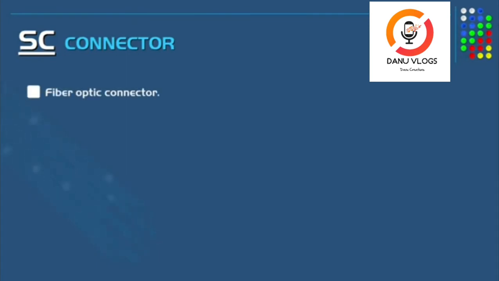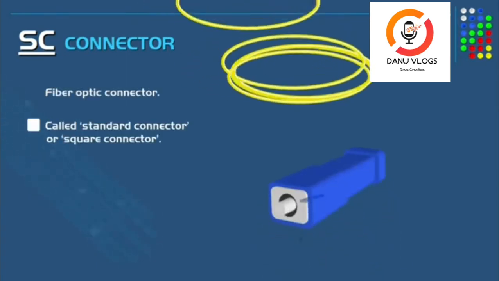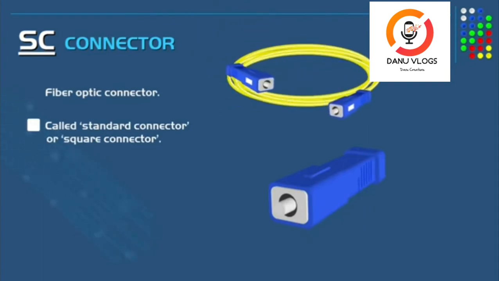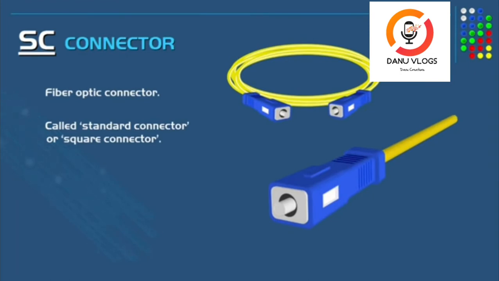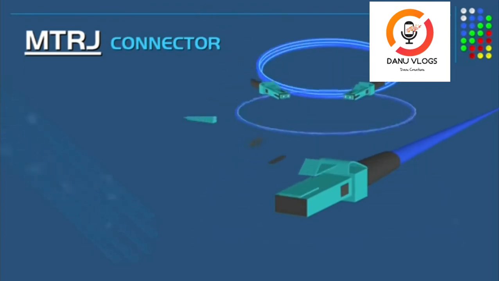So the first fiber optic connector is called the SC, or standard connector, and this is often called the square connector. And this was one of the first connectors to be used in the marketplace. This uses a push-pull connector similar to audio and video plugs, and these are commonly used between floors in a building. This connector is called the MTRJ, which stands for Mechanical Transfer Register Jack.